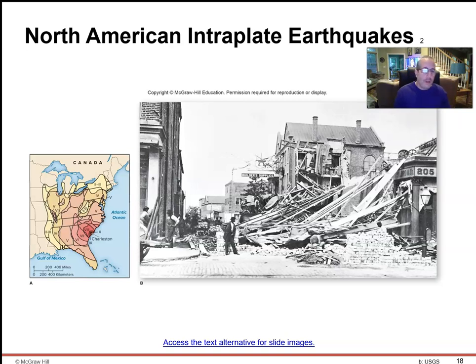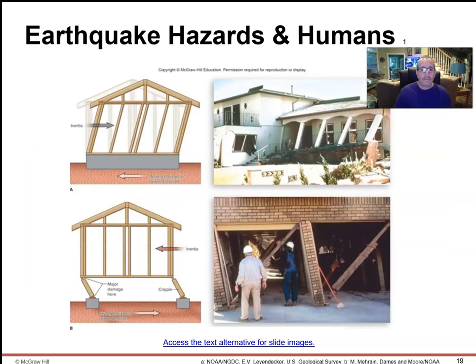In California they do. They have codes out there to make buildings withstand earthquakes a lot better than we do here. So if we do have a moderately big earthquake here, it's going to cause a lot of damage to our infrastructure because we simply are not prepared for that.